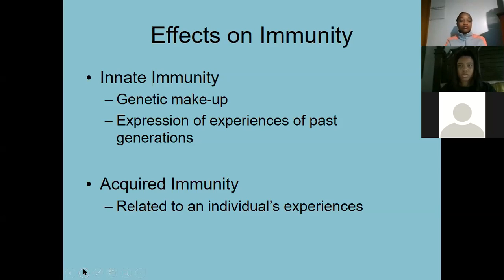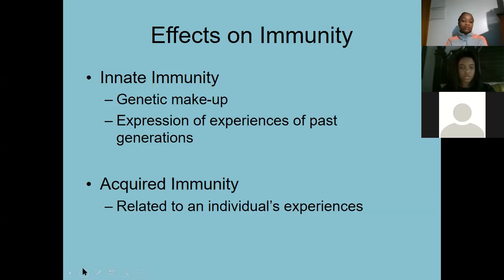And so when we think about our immunity, we have two types of immunity. We have our innate immunity, which is what we're born with. It's part of our genetic makeup, and it really is an expression of what our ancestors have experienced. Then we have our acquired immunity. And our acquired immunity is related to our own personal experiences.